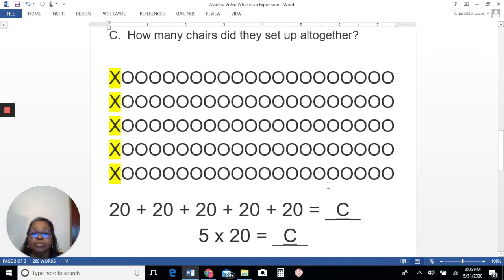So we were able to first make an array, separate a word problem into parts, make an array, and then decide that it was multiplication, not just addition, but repeat addition, which is multiplication. And then we were able to write a multiplication expression. That is what we're going to be doing today.